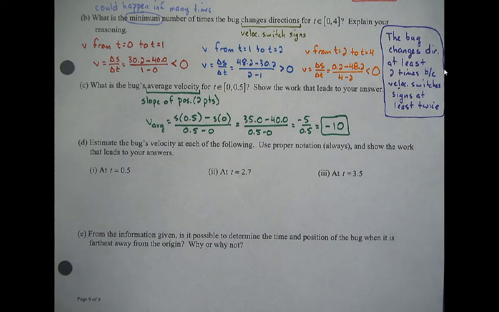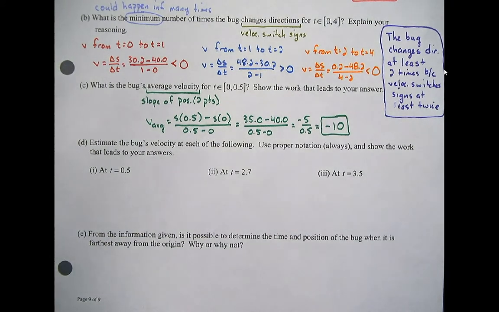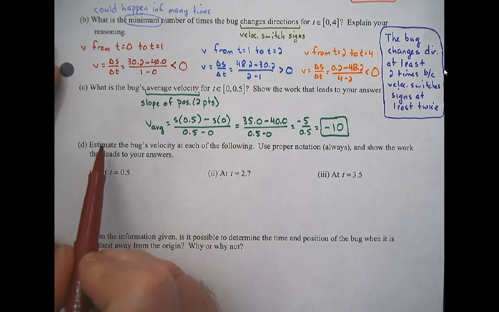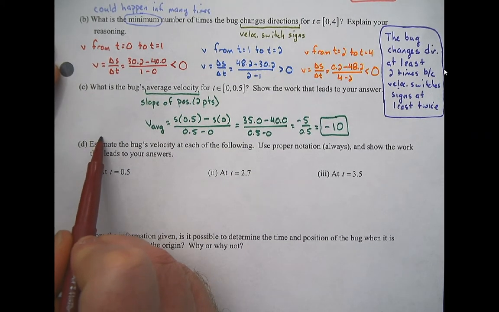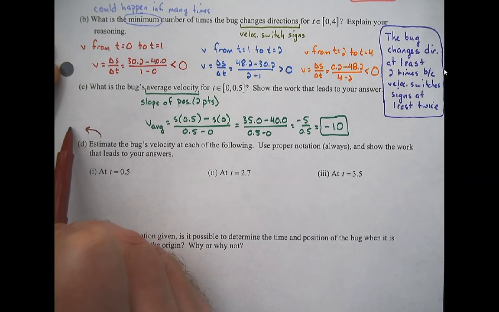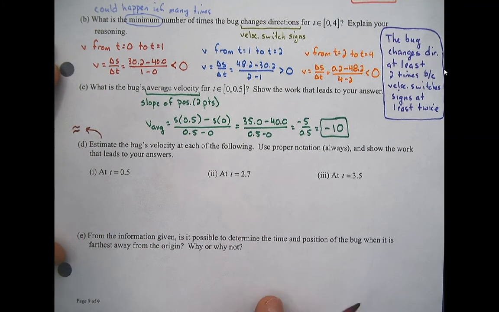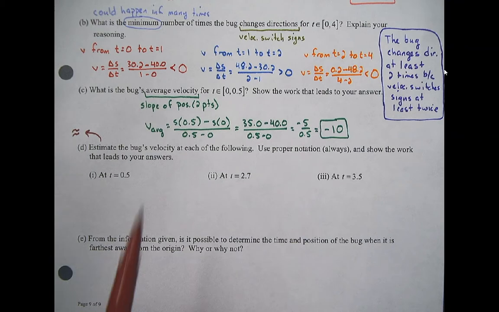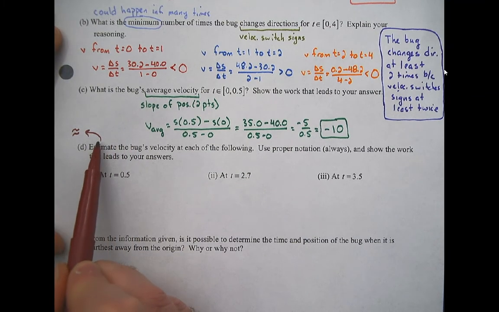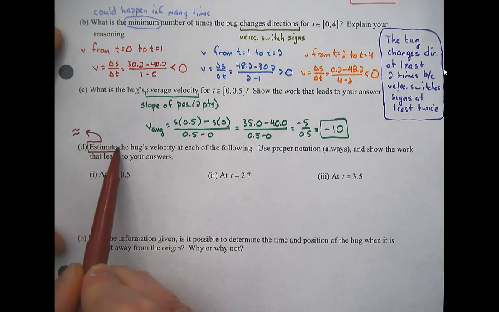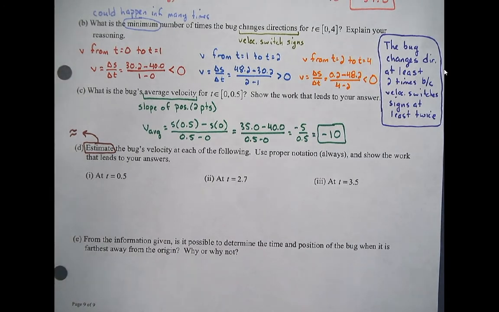This is something we haven't talked about yet. This is that word estimate. The word estimate is a huge indicator. This means that your answer is going to have approximately symbols. This is the only time we use approximately, is when you see the word estimate. So we're making an estimate of the particle's velocity.